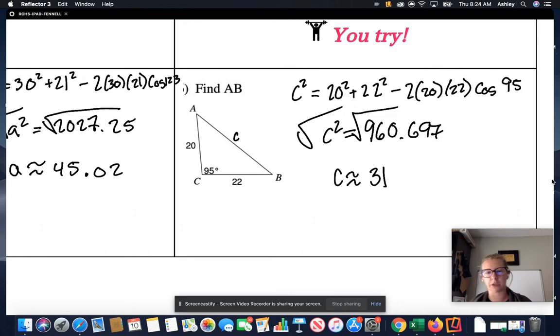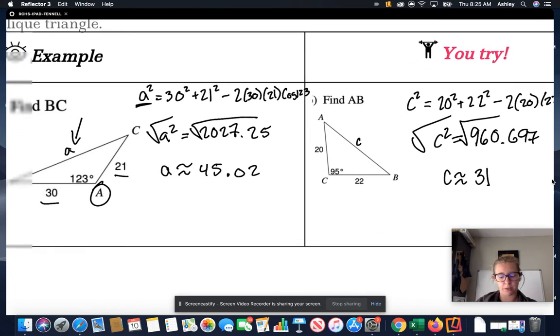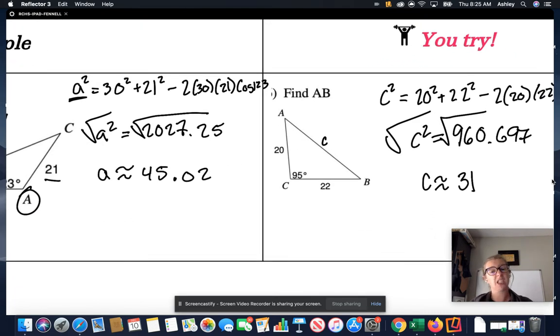Okay, again, does that answer make sense? 95 is also an obtuse angle, so it should be opposite the biggest side here. Not quite as big a discrepancy because 95 is smaller than 123 like that last one. So does 31 make sense in the context of this problem? Yep, looks pretty good to me.